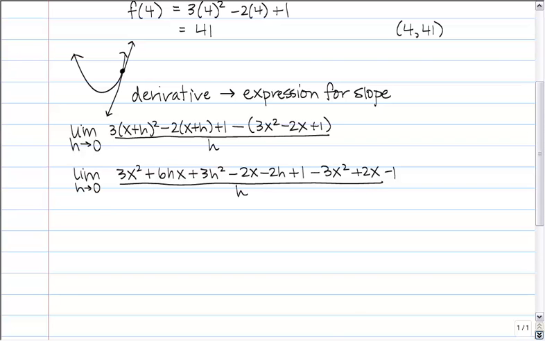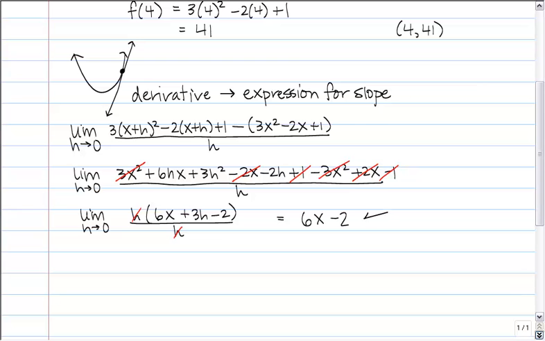Now remember, at this point, anything on top that does not have an h in it should cancel out. So let's check. 3x squared minus 3x squared, minus 2x plus 2x, plus 1 minus 1. And everything left on top has an h. So now we can factor out that h to cancel it. So (6x plus 3h minus 2) is all over h. The h's will cancel. And now I can plug in the 0 for h to find my limit. So by plugging in 0, that 3h term goes away, and that gives me 6x minus 2.